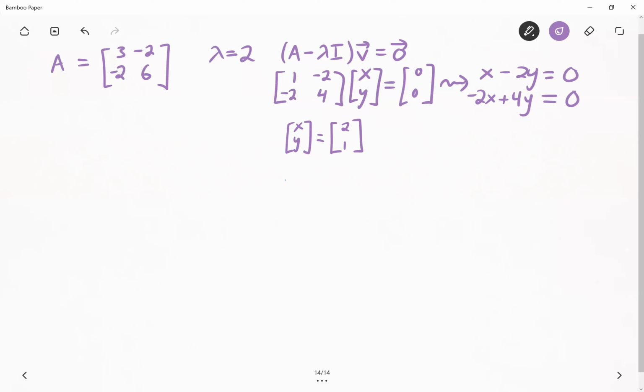That's a solution for x, y. There are lots more. In particular, I want to scale this one down by the length. The length of this vector is radical 5. So I'm going to divide it by its length, leaving us with the vector (2 over radical 5, 1 over radical 5) as our first eigenvector.